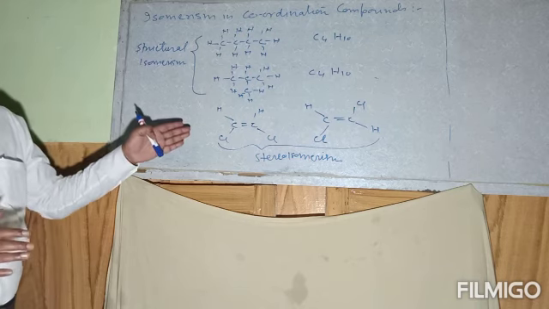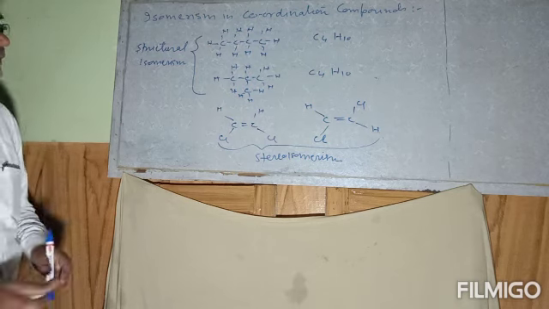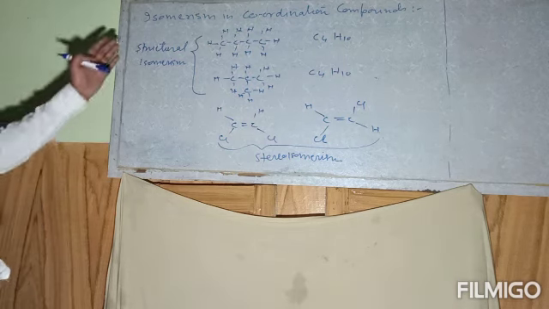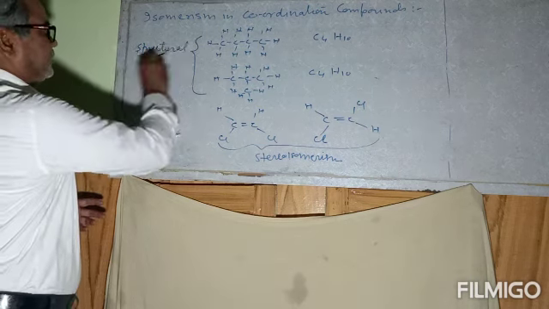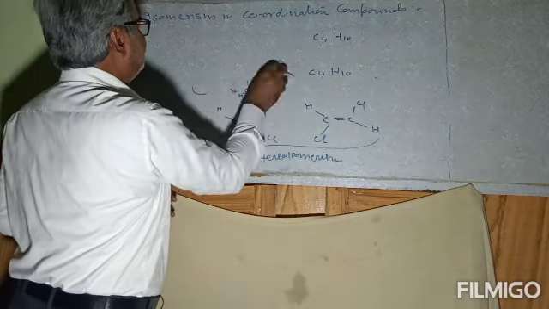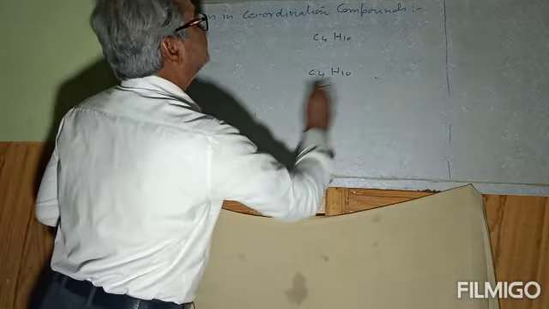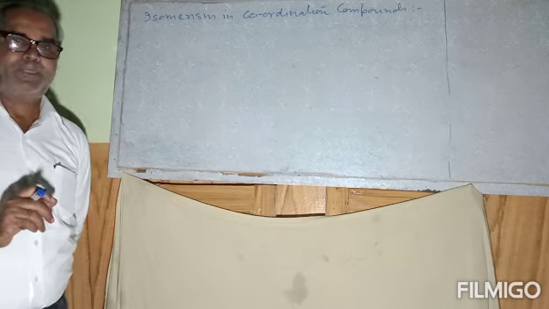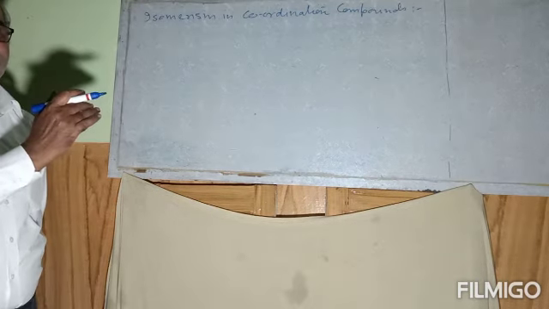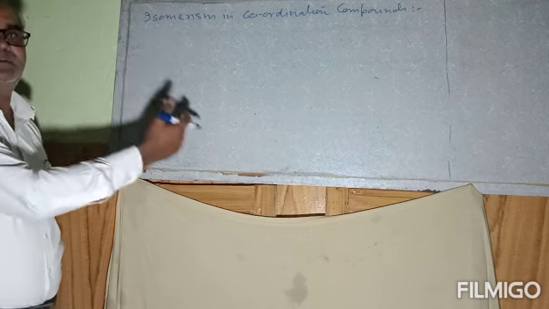So let us now come to our main point, isomerism in coordination compounds. From here you understand what is isomerism, structural isomerism, stereo isomerism, and now isomerism in coordination compounds. I am going to write the examples of 4 types of structural isomerism shown by coordination compounds, and then we will discuss them one by one.